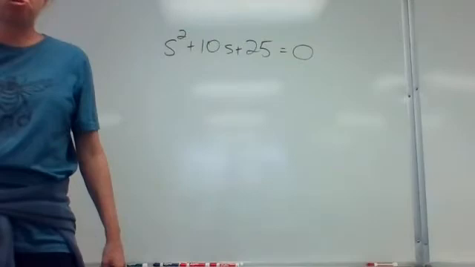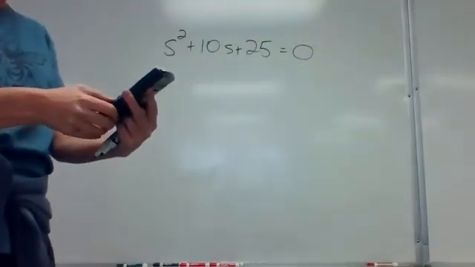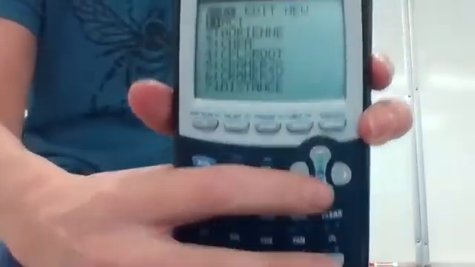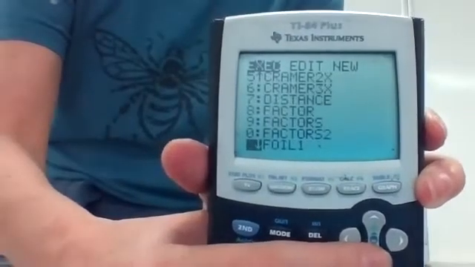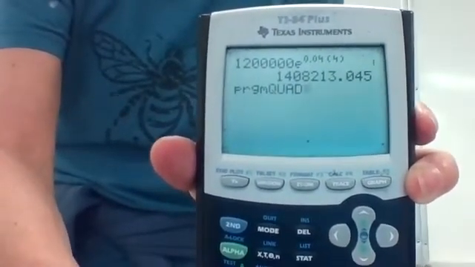So this one says to solve. Well, this is a quad, right? It's s squared. So I can go to my quad program, go down to quad. And then enter your A, B, and C.